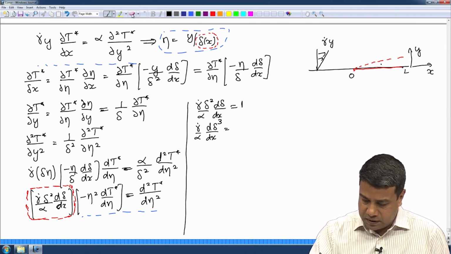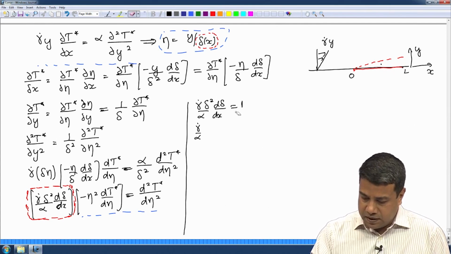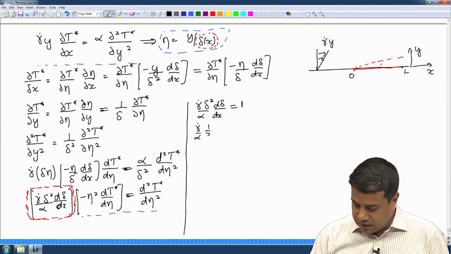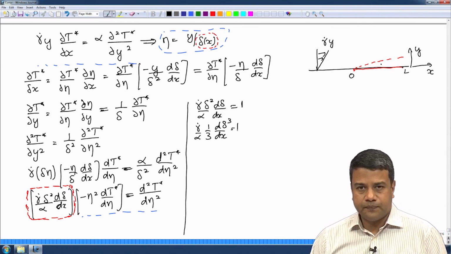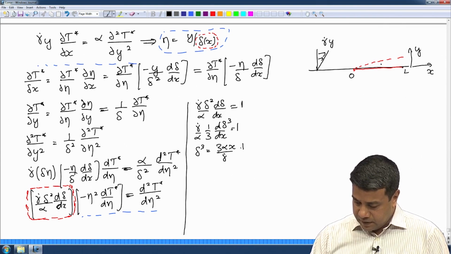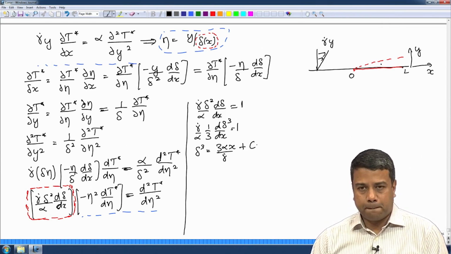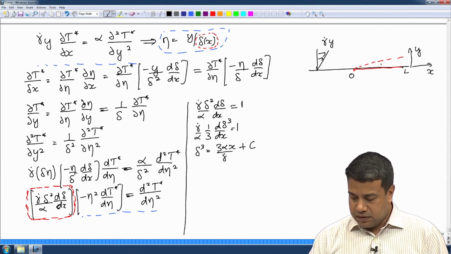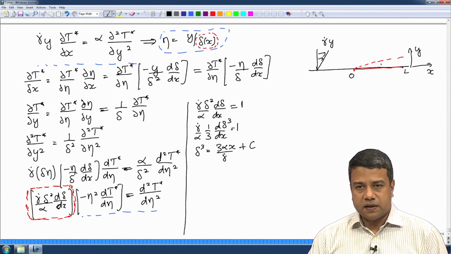And I show a factor of 1/3 here. Delta square d delta by dx can be written as 1 by 3 d delta cubed by dx, which is equal to 1. And therefore, delta cubed is equal to 3 alpha x by gamma dot, plus some constant c. I just integrated this equation. Now, that constant of integration has to come out from the initial conditions.